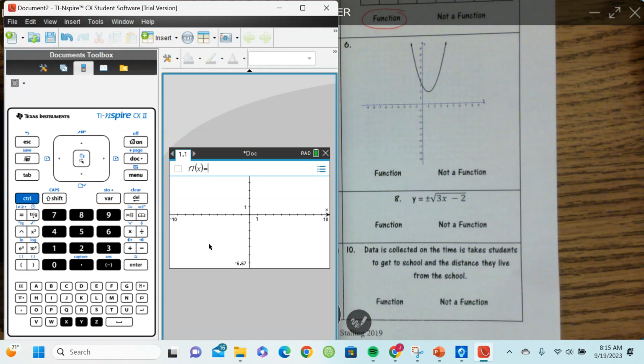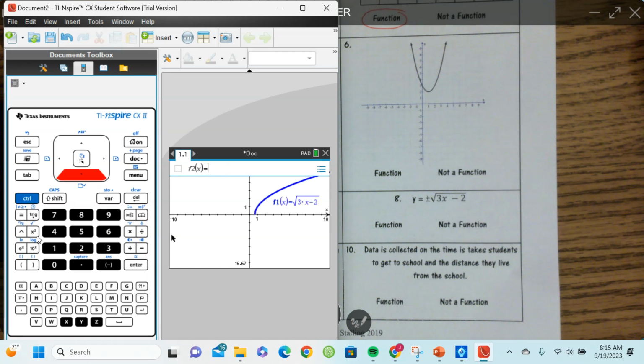So square roots on your calculator, you have to type in twice because every square root has a positive and a negative answer. So I'm going to do the square root of 3x minus 2, and then I'm going to come down and I'm going to do the negative square root. So I'm going to do both the positive and the negative. And I'm going to graph it.